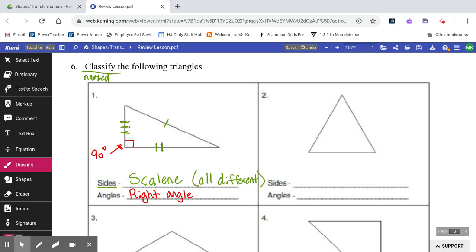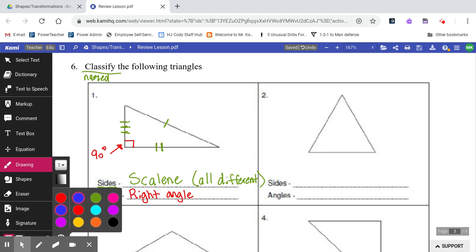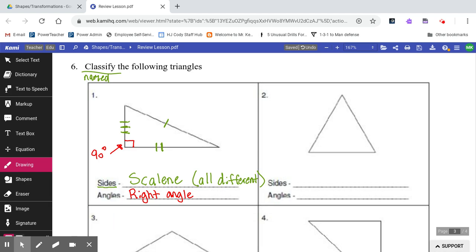Perfect. If we look over here, the first thing we do is we're going to name this triangle based on the sides. You'll notice that all the sides are the exact same. So we call that an equilateral. All the same.